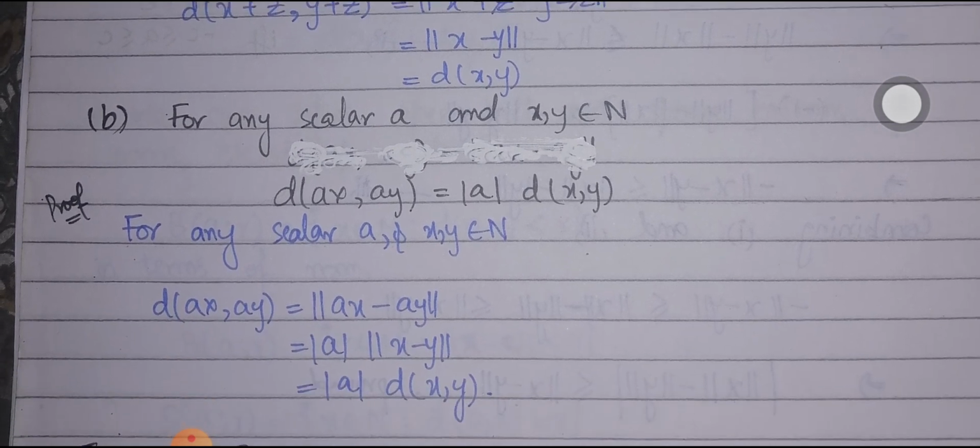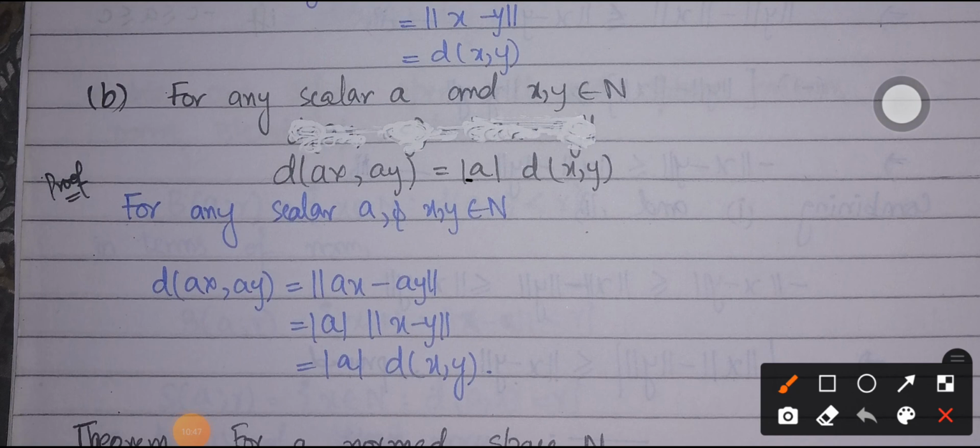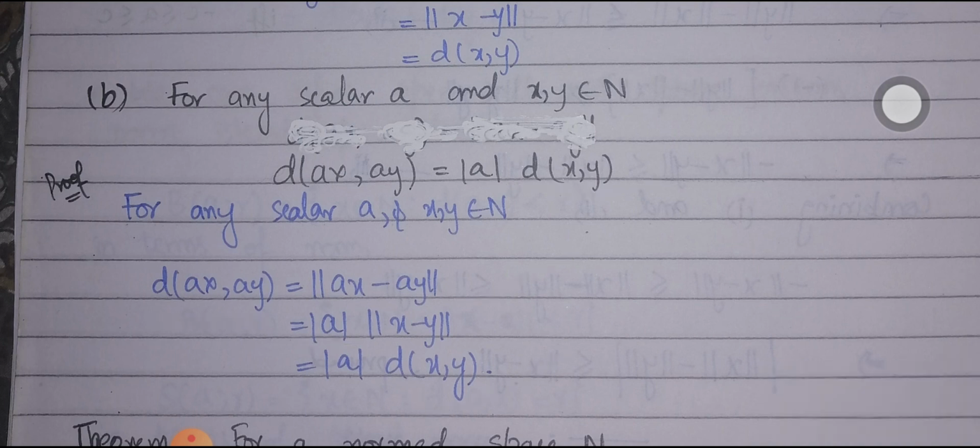Now we have the second part of the theorem, that for any scalar a and x, y belonging to the normed space, d of ax, ay will be equal to mod of a times d of x, y. So here we have taken d of ax, ay, which by definition is the norm of ax minus ay, and by applying the axiom of norm, we can take mod of a common out of the norm. So here we have proved the result.